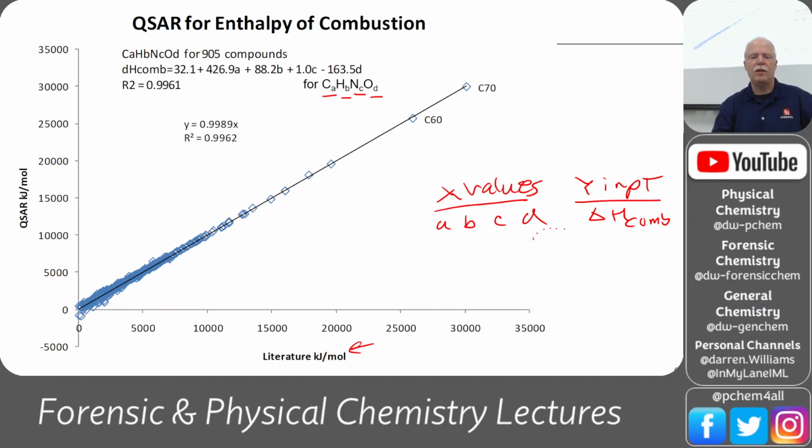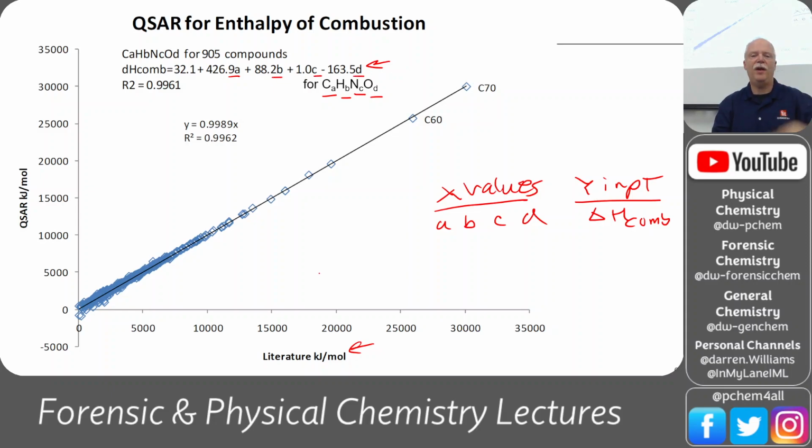Okay. And I thought, who knows? I mean, if I've got more carbon, I should have more heat. If I have more hydrogen, I should have more heat released. More oxygen, we'll see what happens. And so I couldn't believe how well this worked. This is the enthalpy of combustion equation based upon A, B, C, and D.